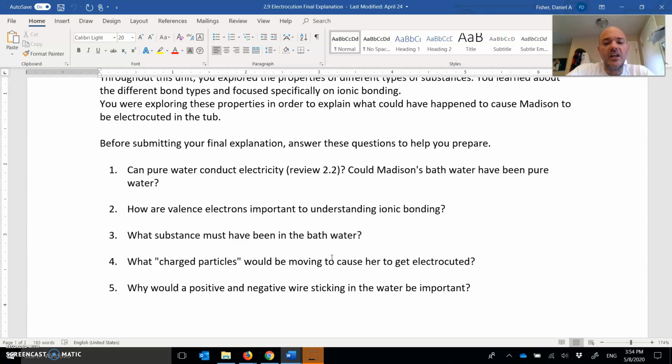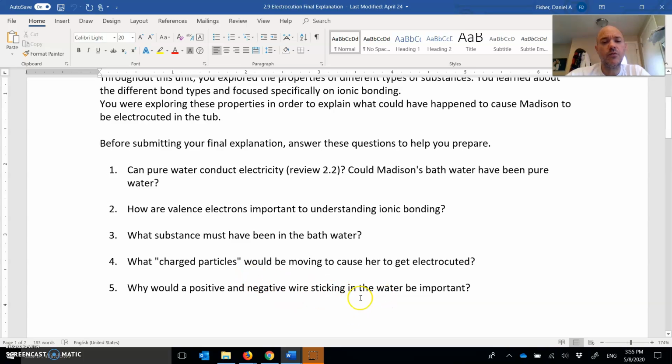Remember that electricity is movement of charged particles. So what are the charged particles that are moving that caused her to get electrocuted? And thinking about different types of charged particles that might be moving in the water and in wires. And then also thinking about, why do we need a positive and negative wire sticking into the water? Why does that have to happen to be important? So that's what I've got for answers right there.